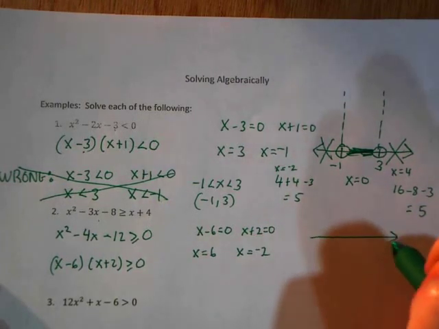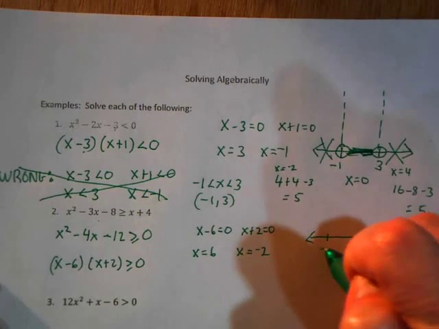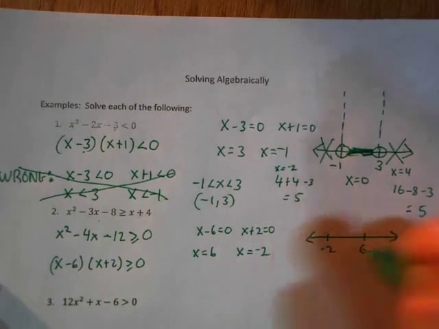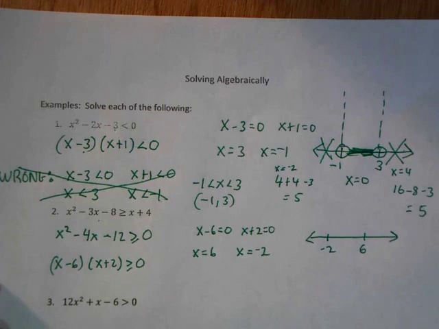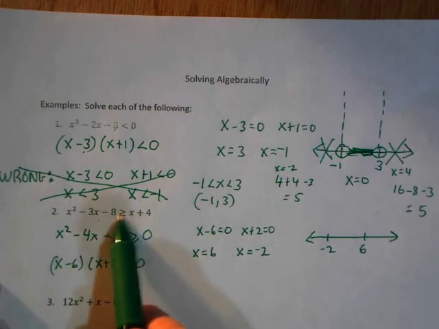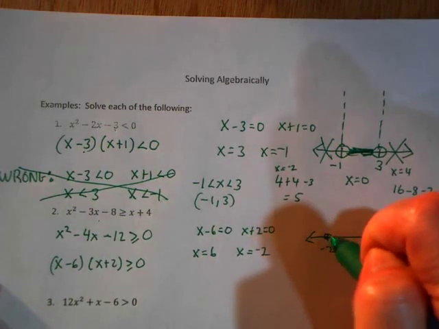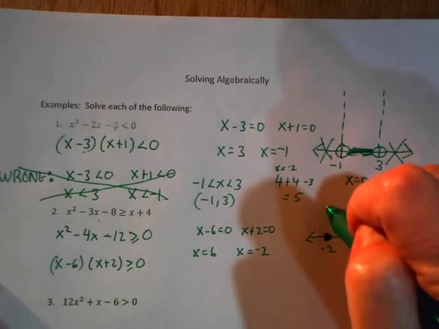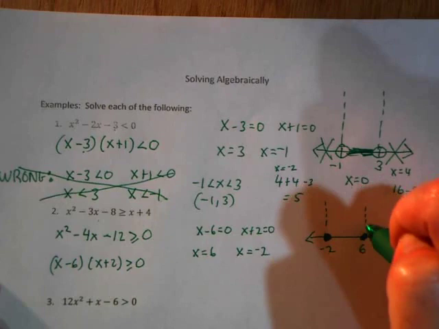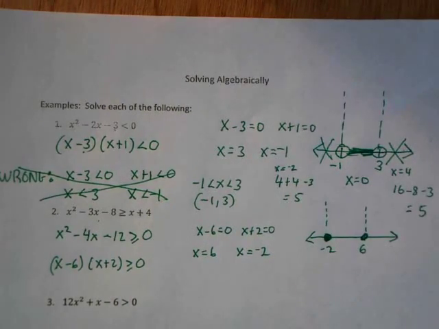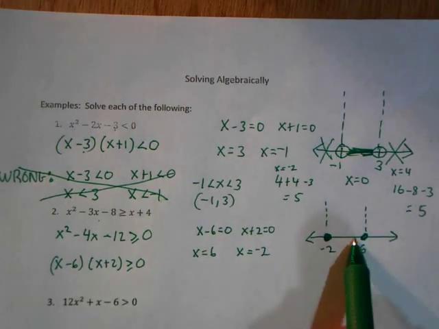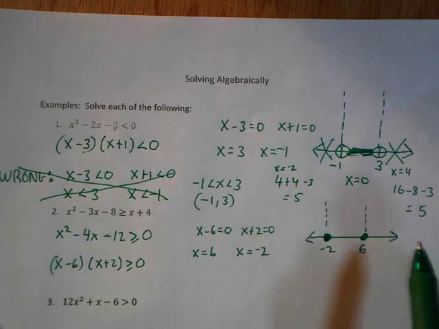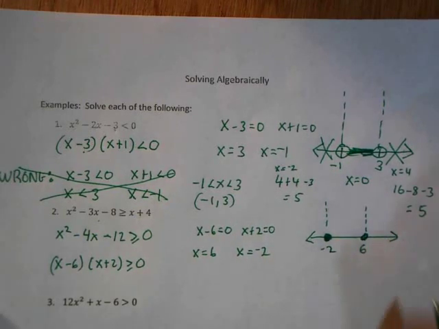Draw your number line. And again, it doesn't have to be a fancy number line. I'm only going to mark 2 points, -2 and 6. This time my original problem has the equal to, so this time I put dots. Once again, I've divided my interval into 3 regions: bigger than 6, in the middle, and smaller than -2. My favorite number bigger than 6 is 7.